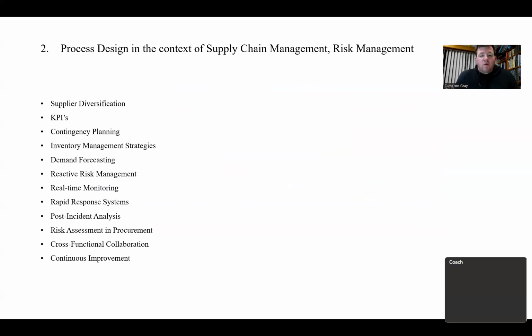Number 2, process design in context of supply chain management and risk management. Again, we're starting to look at some really interesting things here from supply diversification, key performance indicators. What's that contingency planning looking like in terms of our implementation plan? In inventory management strategies, again, we're starting to look down that path. Is it just in time? Are we looking at agile methods? Are we looking at more of a lean manufacturing perspective in terms of how do we best manage that?